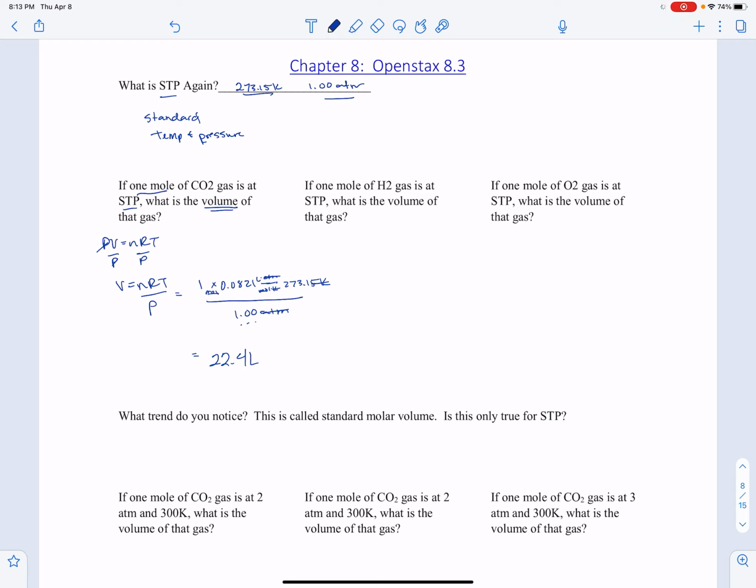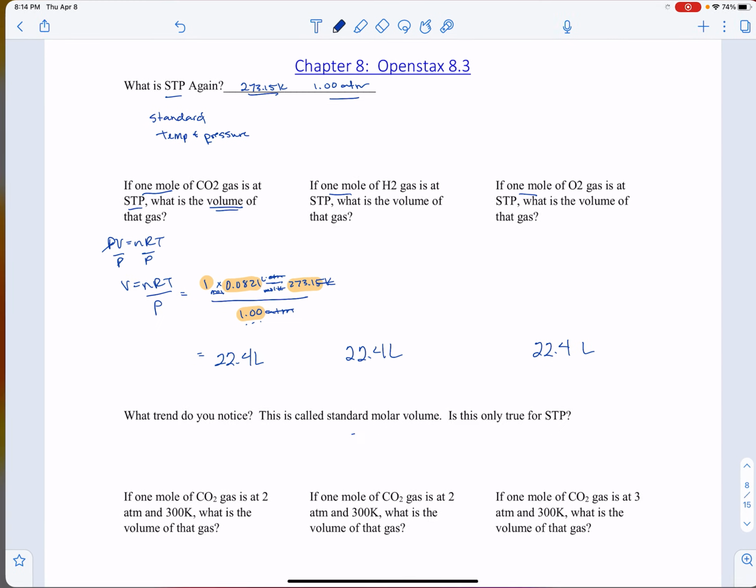Okay, when you do the math in all three circumstances, all three of them say 1 mole. All three of them say STP, so they all three have the same pressure and temperature, and of course, since R is a constant, they have the same constant. So all of these gases, even though they're different, at a certain temperature and pressure, they have the same volume. That's the volume that they'll spread out and that they'll take up to maintain that pressure. So this is called standard molar volume.